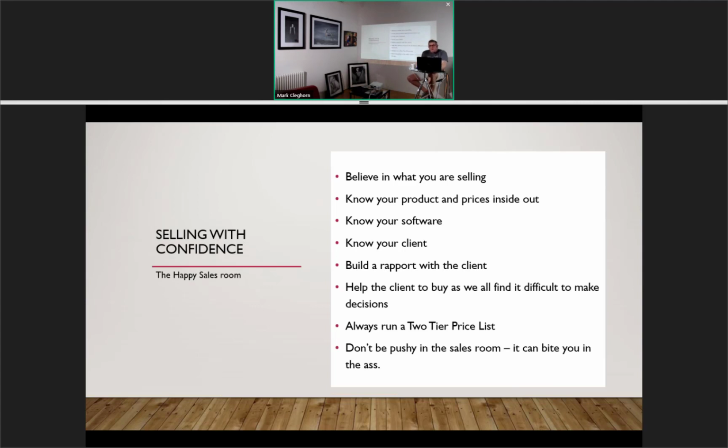And remember, do not be pushing the sales room, because it can really bite you in the butt. And you don't really want to have a client ringing you up the next day and say, I'd like to cancel the order, or can I review it, or whatever it is. From time to time that will happen, and that will happen because they basically got buyer's remorse.